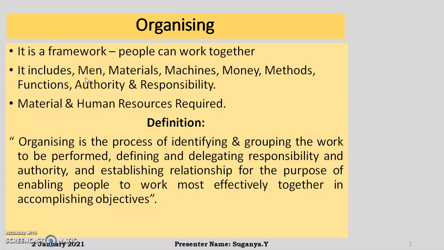Men refers to the employees of my company. Materials refers to the raw materials. Machines refers to the machines that are required for production. Money: arranging finance is also part of organizing. Next one, method. Which method should I follow for my production? And what are all the functions to be performed? And authority. Who should be given power inside the company? And who should be made responsible?